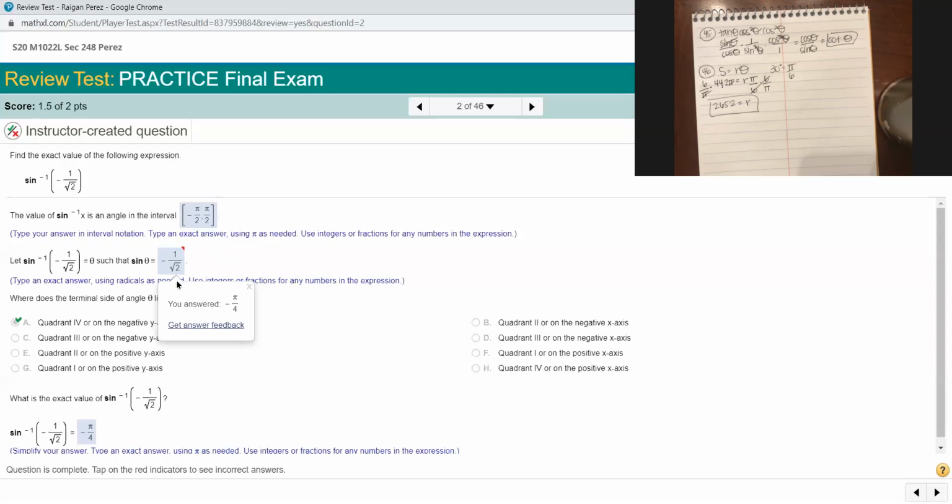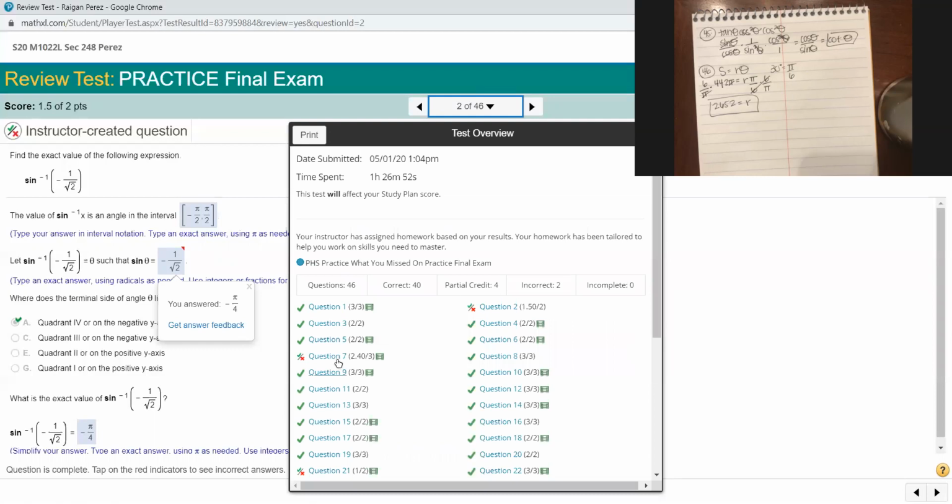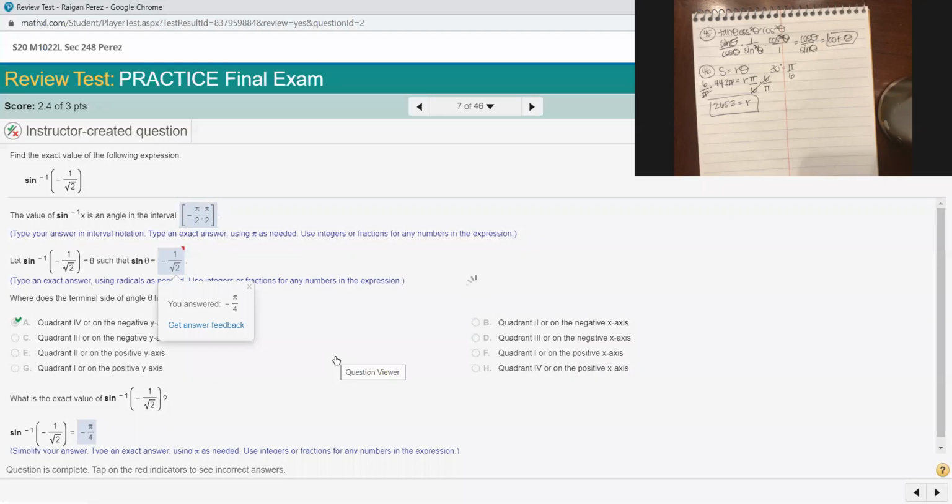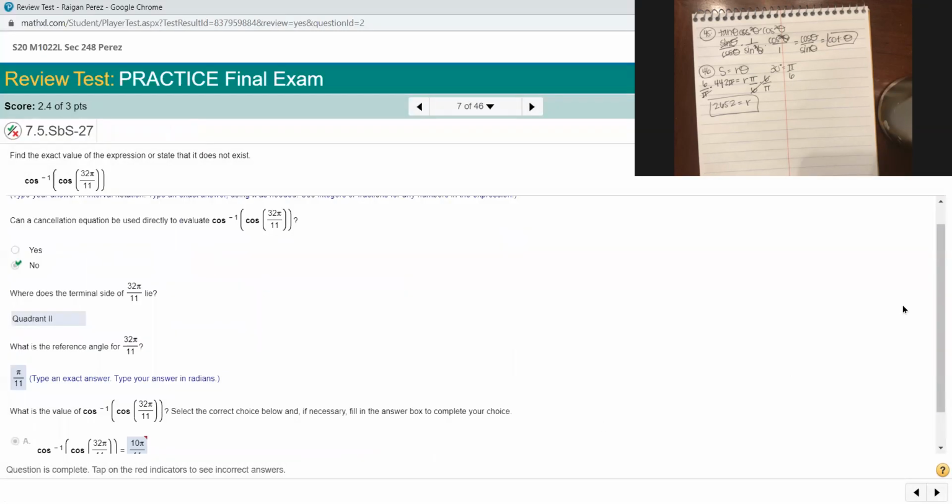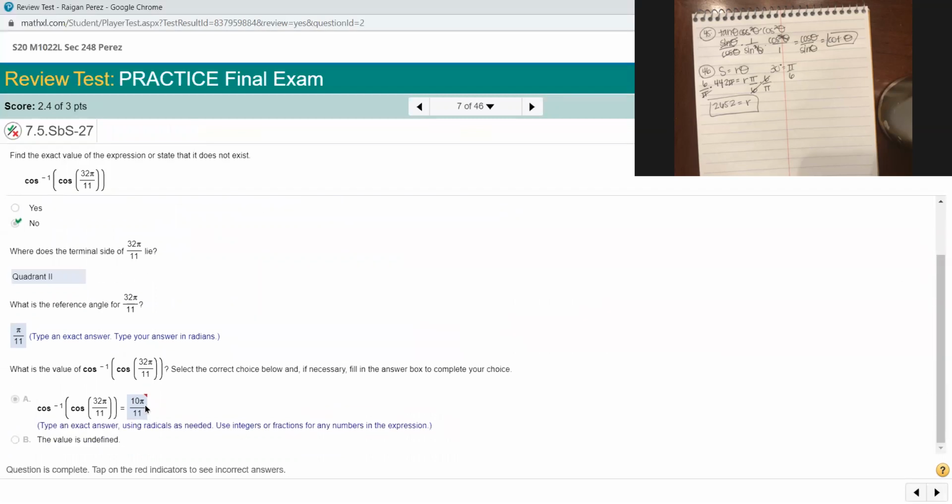Oh, oops. That was my bad. I put in the angle instead of the value. The pi over 4 answer was supposed to be down here. Question number 7. I put 12 over 11. It's in quadrant 2. It's supposed to be 1 less if it's in quadrant 2. So I guess I just added it wrong.